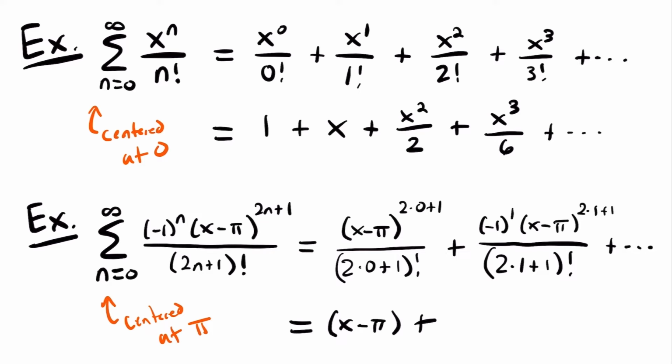And then our next term, we have negative 1 to the power of 1, so that will be negative 1. In fact, this power series is going to alternate between being positive and negative with each term because of that negative 1 to the power of n.